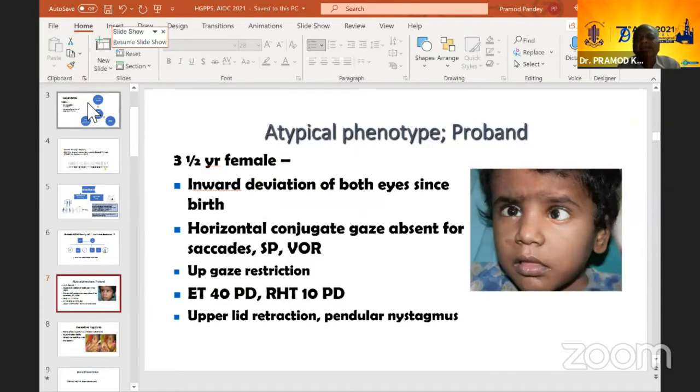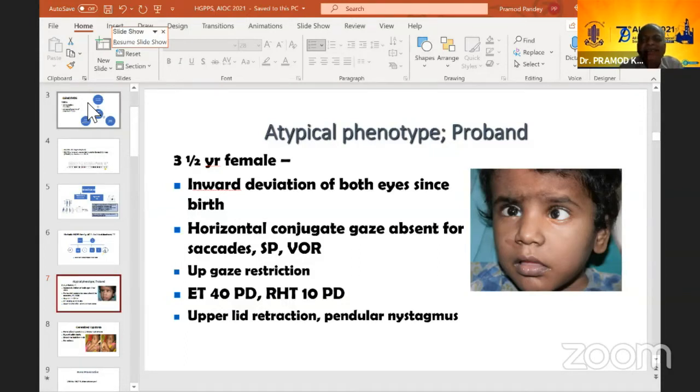Now you look at this 3-year-old, somehow this panel is coming up and you can't see the picture. This is a 3-year-old female child, as we say, they're all females. There's inward deviation of both the eyes since birth. Horizontal conjugate gaze is absent for saccade, smooth pursuit, and vestibulo-ocular. There is up gaze restriction also in this patient, and there is convergence in up gaze, which I said doesn't happen in HGPPS. There is an esotropia, and there is right hypertropia of about 10 PD, and upper lid retraction and pendular nystagmus, which is commonly seen in these cases.